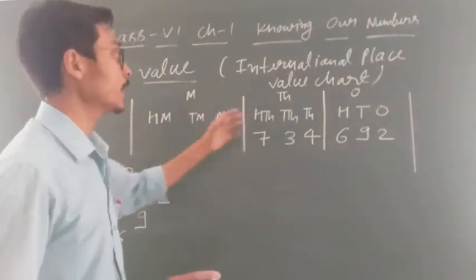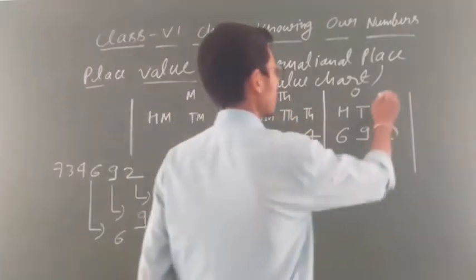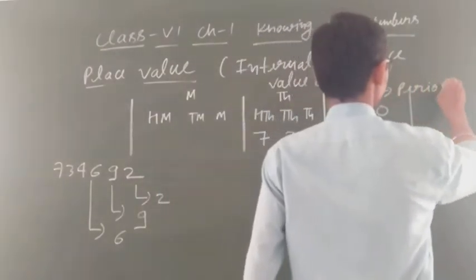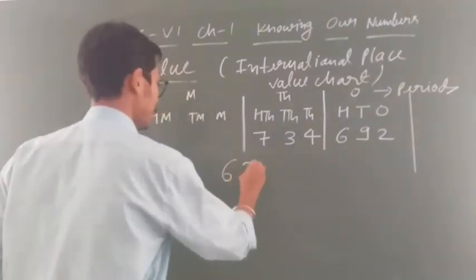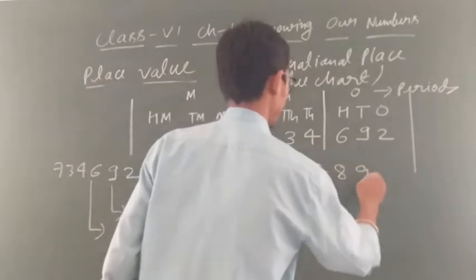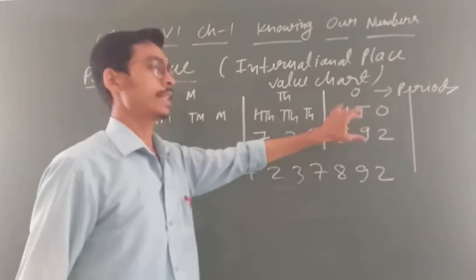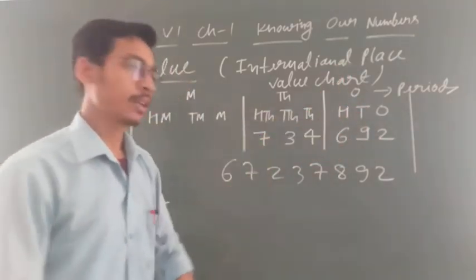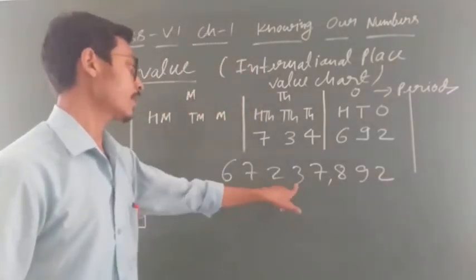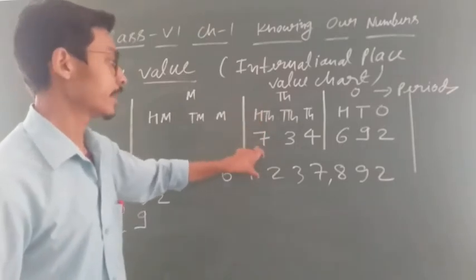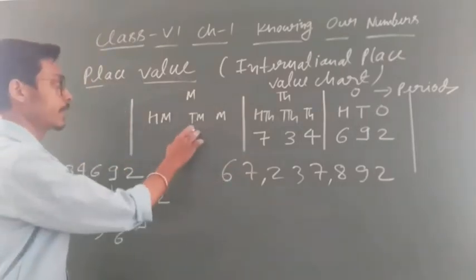But it is very important that you know the correct place and the periods. Now here is how you will put commas. For example, 6 7 2 3 7 8 9 2. The first comma you will place after 100, that is, after ones, tens, 100. Next is 1000, 10,000, 100,000, because the second period ends there, you will put the second comma. Then the third comma you will place after million, 10 million, 100 million.